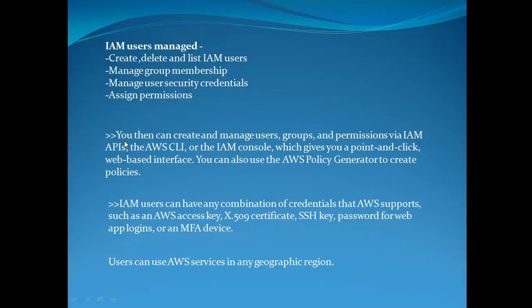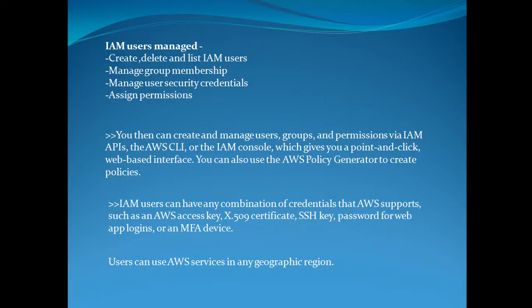You can create and manage the users, groups and permissions via IAM APIs, and you can also assign the permissions or create a user from the AWS CLI or the management console, which gives you a point-and-click web-based interface. You can also use the AWS policy generator to create policies. The AWS policy generator will create a policy for you automatically, or you can create a customized policy also, which you can apply to users.